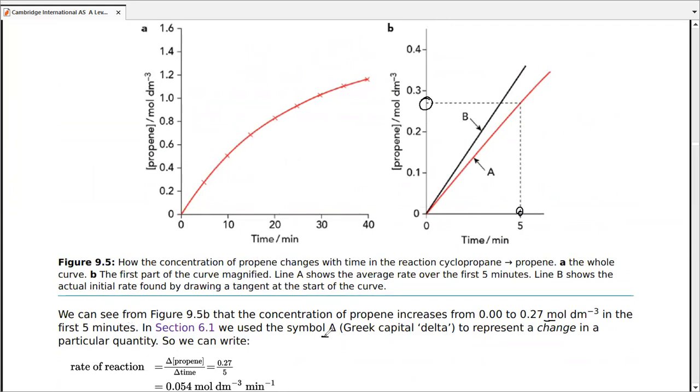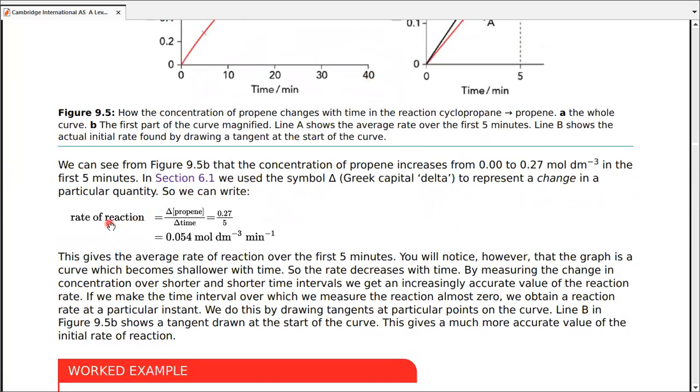Okay, we can use the Greek symbol delta to represent a change in a particular quantity. So the specific way to write it is rate of reaction equals delta concentration of propene over delta time, which means change in concentration of propene over change in time. We're not writing the whole thing; we're expressing them with specific symbols, hence the delta and the square bracket. This delta and square bracket means change in the concentration of.